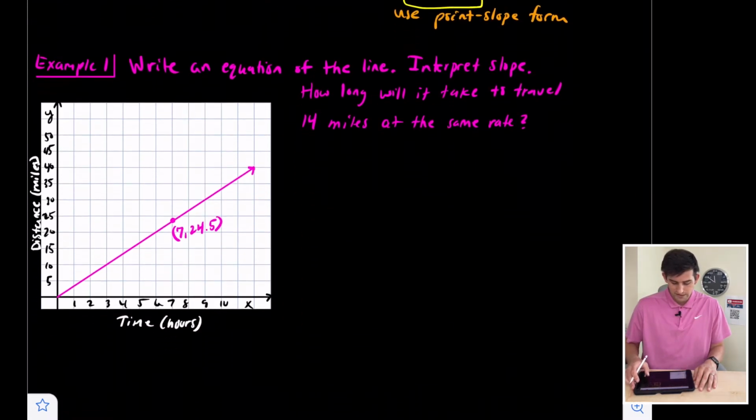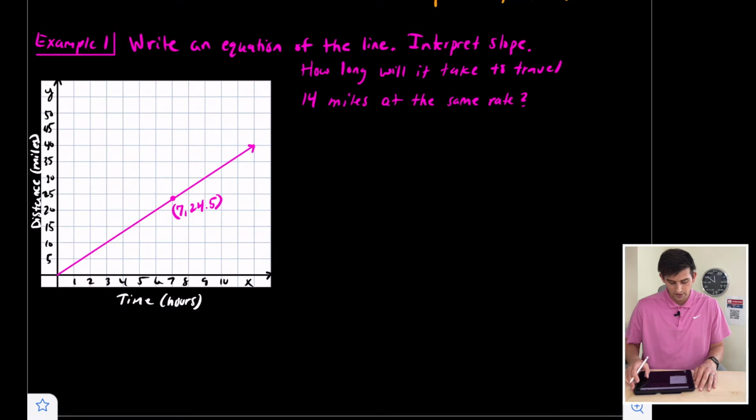So we're going to look at three examples. The first two examples, we're going to look at a graph and we're going to write an equation of the line and interpret the slope a little bit. And then the last example, we're just going to look at some basic examples where we're given one of those different scenarios and we're going to write the equation at the end. So example 1 says write an equation of the line, interpret the slope, and then how long will it take to travel 14 miles at the same rate.